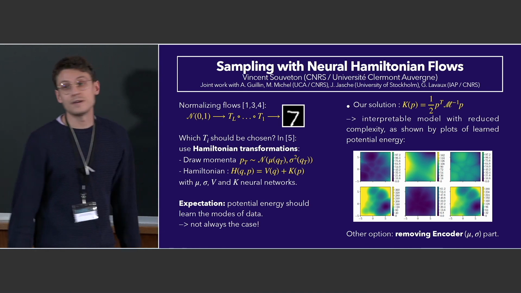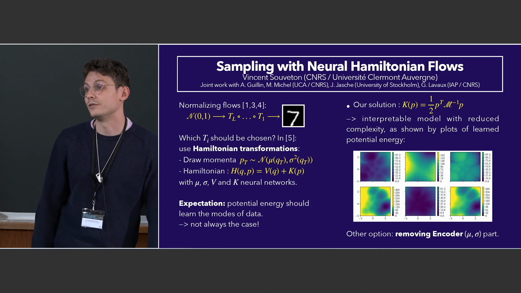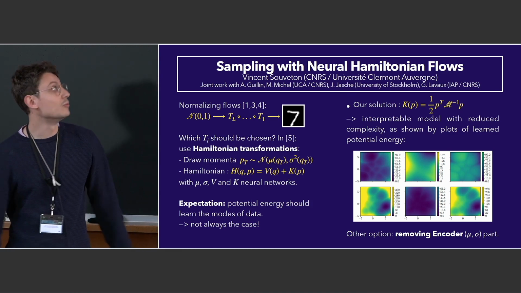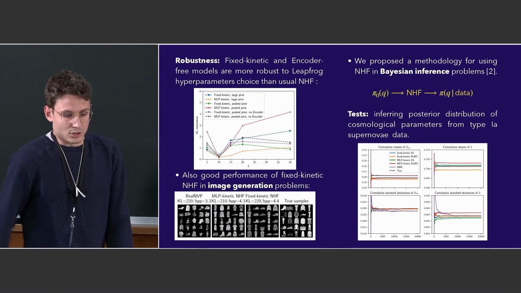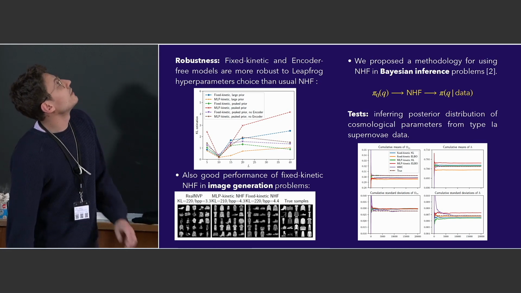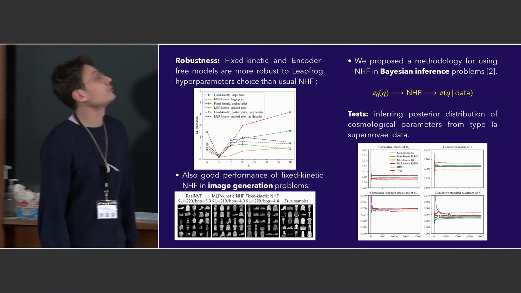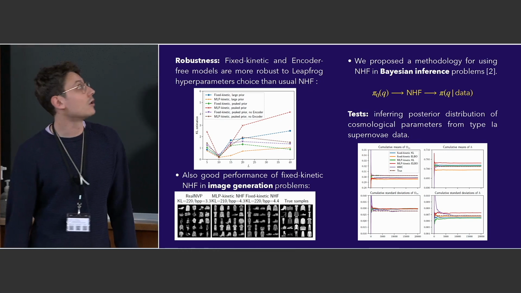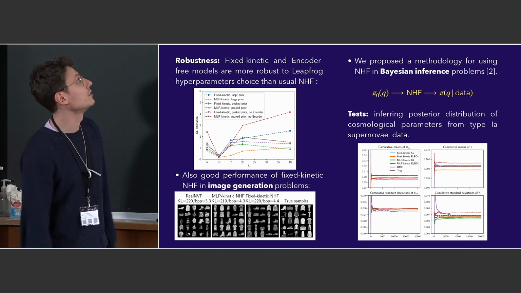In the latter case, we found that the multimodality was instead transferred to the momenta. We highlighted that fixed kinetic models, with or without an encoder, in fact, are very robust to the choice of hyperparameters. For example, models trained on 10 leapfrog steps are still performing with 5 or 40, which is not always the case with usual NHF.